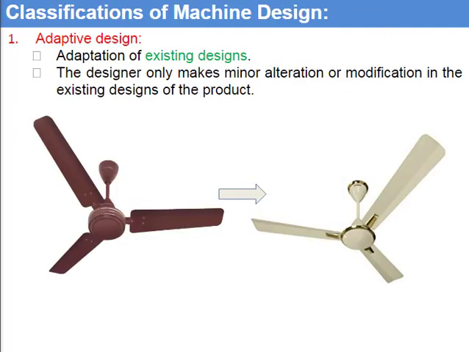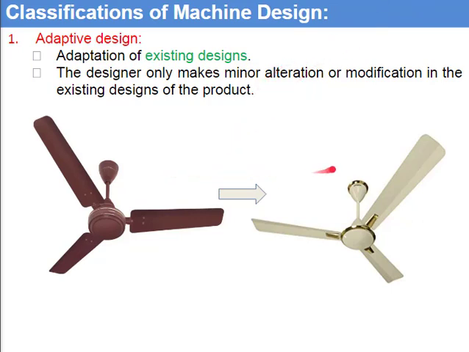The next topic is classification of machine design. The machine design may be classified as follows. The first classification is adaptive design. In most cases, the designer's work is concerned with adaptation of existing designs. This type of design needs no special knowledge or skill and can be attempted by designers of ordinary technical training. The designer only makes minor corrections or alterations in the existing designs of the product.